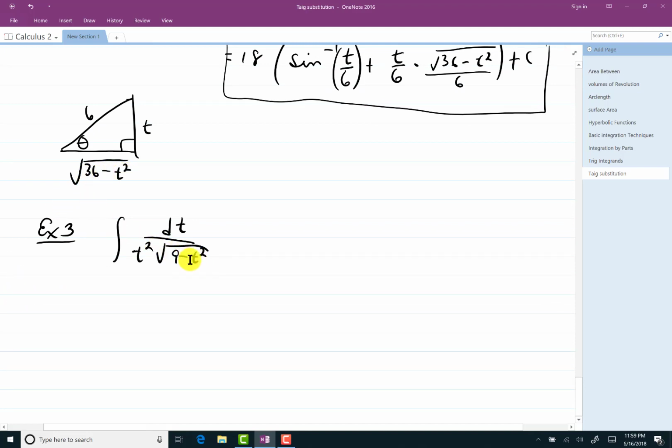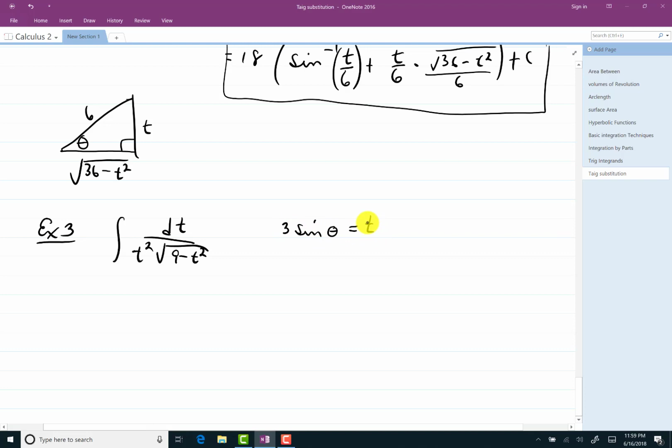I'm going to let 3 sine of theta equal t. That way, when I square the 3, I'll be able to take the 9's out up there and be left with 1 minus sine squared, and I'm working. So we'll start with 3 sine of theta equals t.